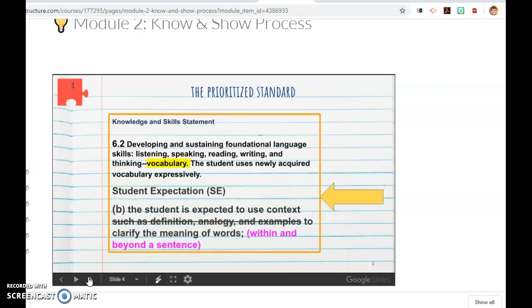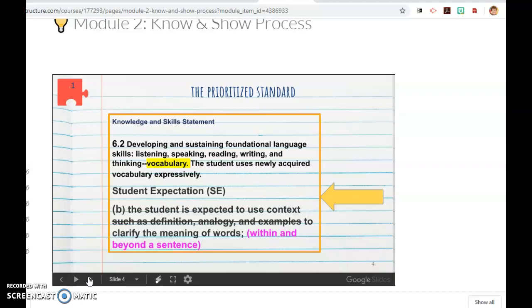The standard that I have chosen to model for you is 6.2b. Please note that I have included the knowledge and skills statement. This is a personal preference, but I think it's very important, especially at this beginning of the year, that we review the strands for our language arts standards, and particularly this strand of foundational language skills for listening, speaking, reading, writing, and thinking, as they support vocabulary development.